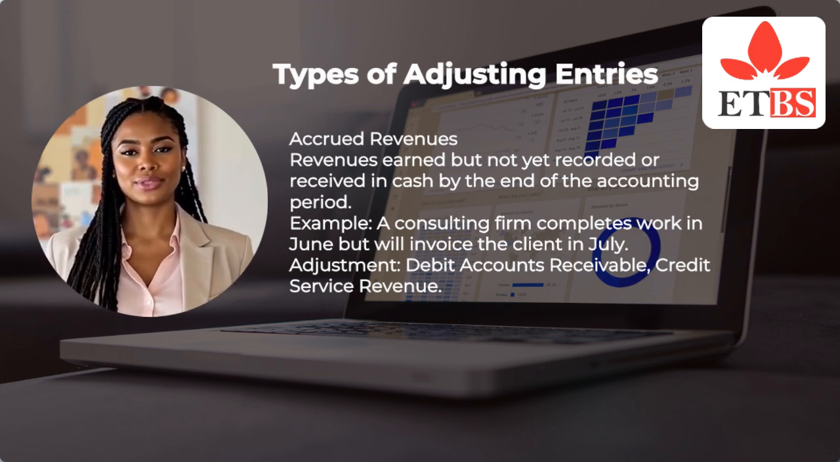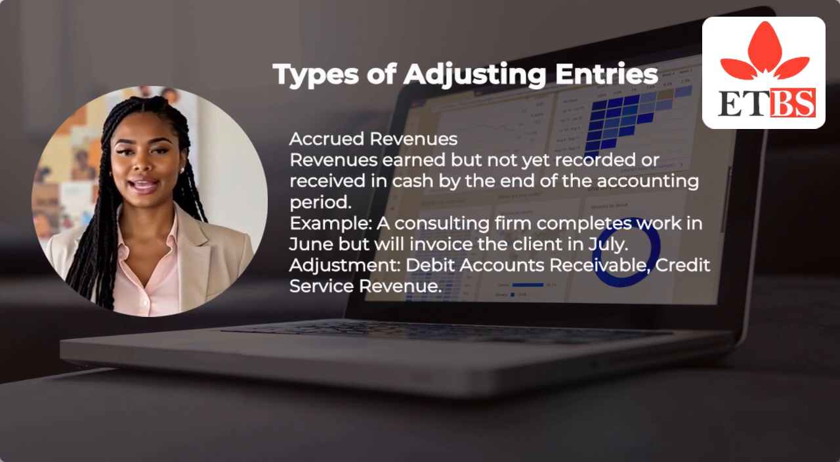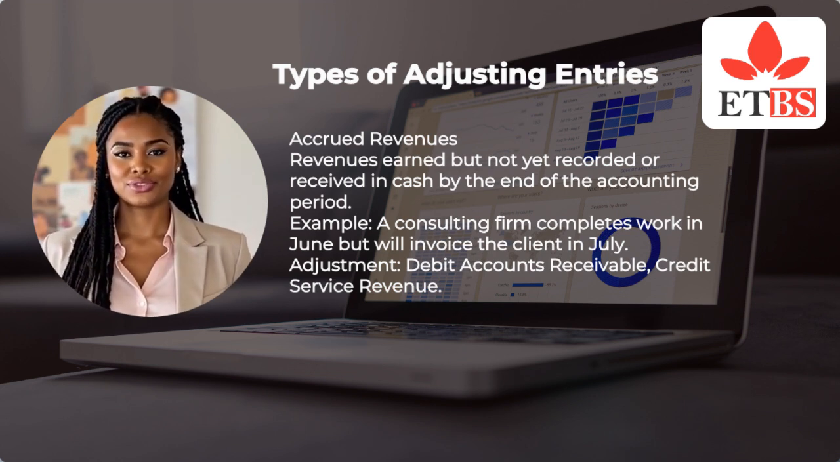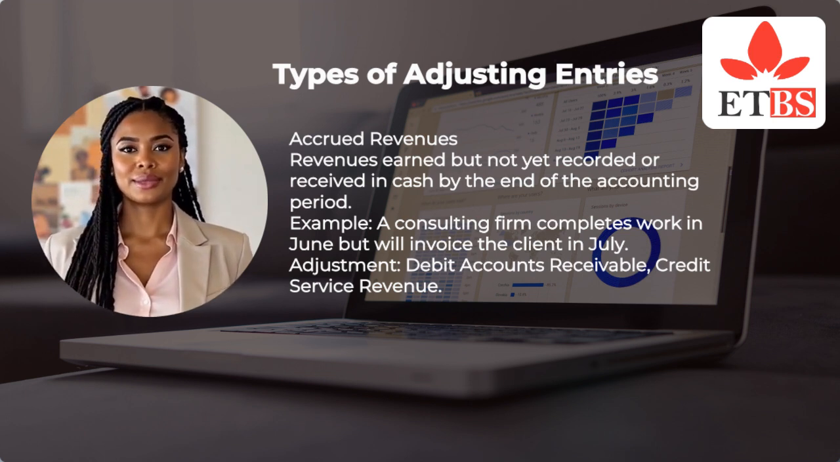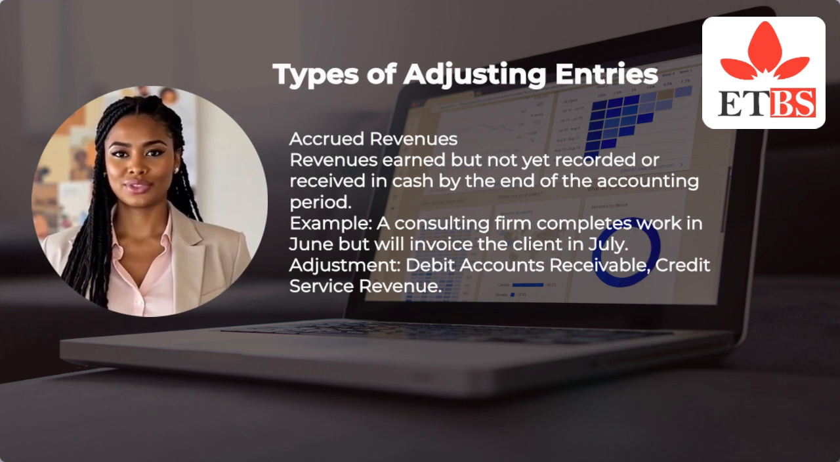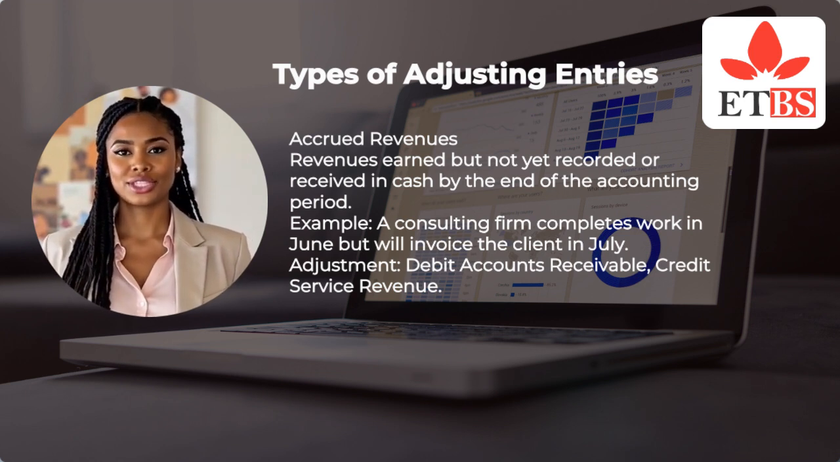4. Deferred expenses, prepaid expenses, payments made in advance for expenses initially recorded as assets and expensed over time. Example, prepaid insurance recorded as an asset but expensed monthly. Adjustment: debit insurance expense, credit prepaid insurance. 5. Depreciation, allocating the cost of a tangible asset over its useful life. Adjustment: debit depreciation expense, credit accumulated depreciation.